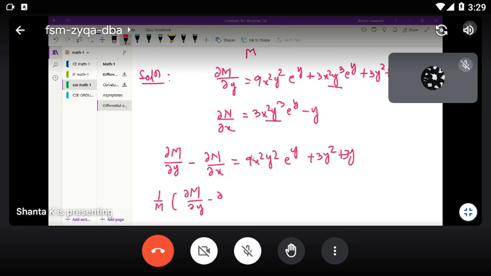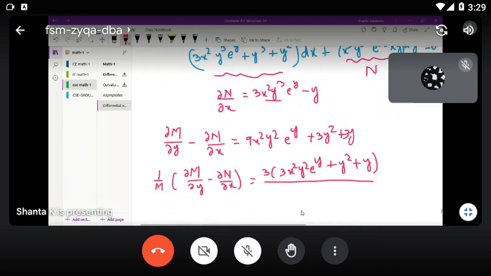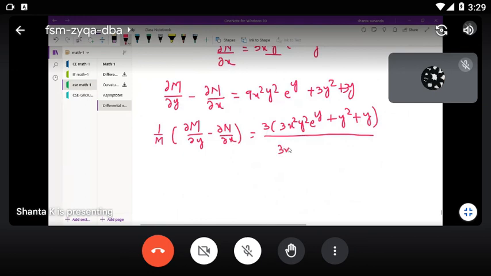See this second, whether we divide it by M and looking at this one, from the exactness, while you are finding, you can check this one. So this will be: 3 is common, so we can take out 3x²y² e^y plus y² plus y, and we divide it by M. So M is 3x²y³e^y plus y³ plus y².